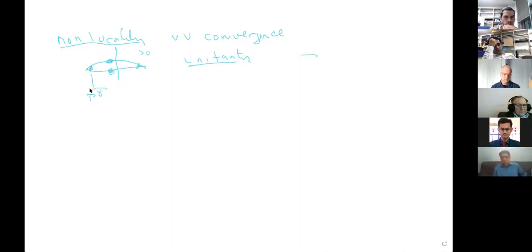Now, why would I even mention this? Because there's actually a working example. It's not from gravity at all, it's from particle physics. And it's the reason that I actually got into gravity.